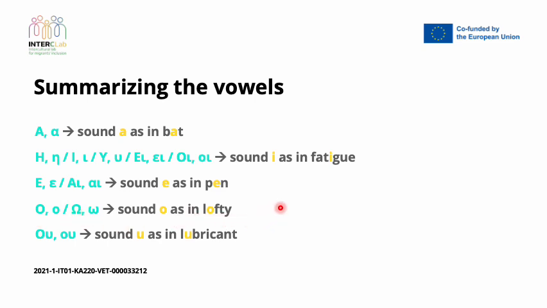And the final new sound that we learned is the U sound, U as in look or lubricant, which comes through the combination of the letter O and the letter U. Okay, so O and U make U.